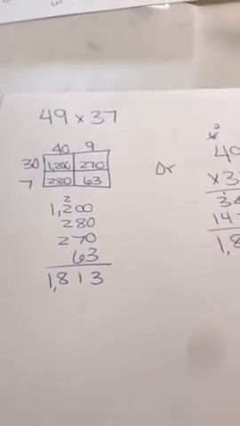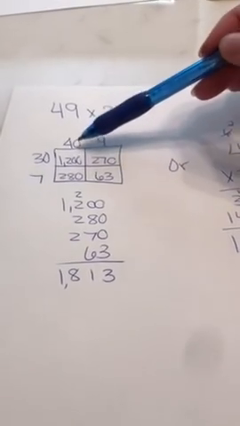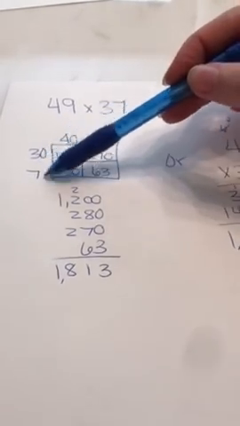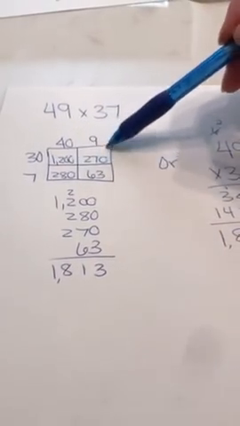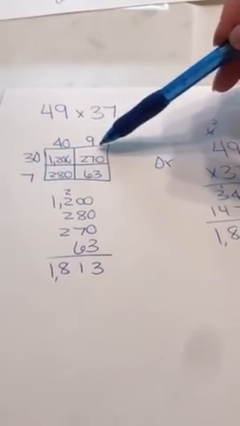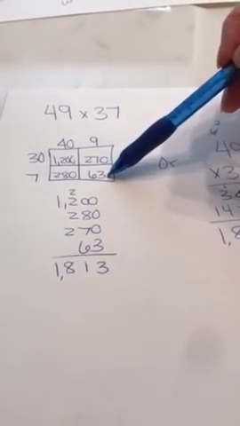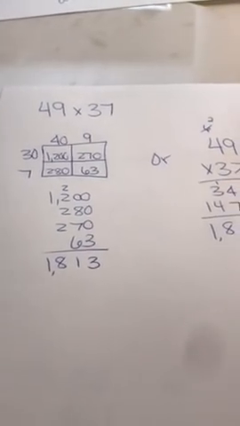One more example of a 2 by 2. Again, 49 times 37. If I want to break it into arrays and a partial product, there's my 40, there's my 9, there's my 30, there's my 7. I multiply 40 times 30, 9 times 30, 40 times 7, 9 times 7. Then I add them all up. There it is. Takes a little bit longer.